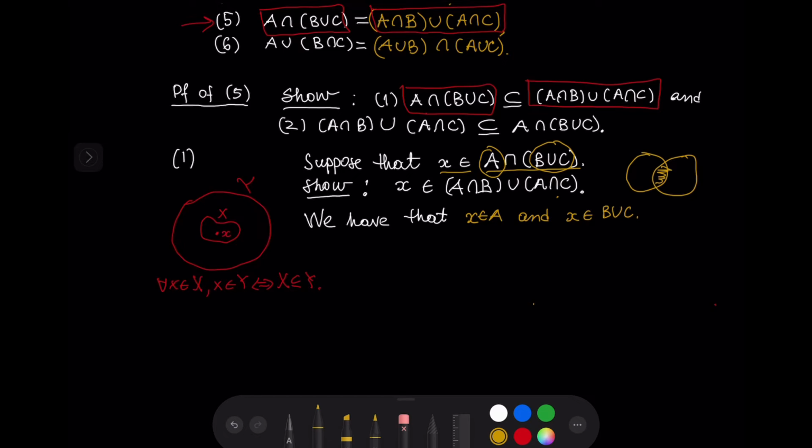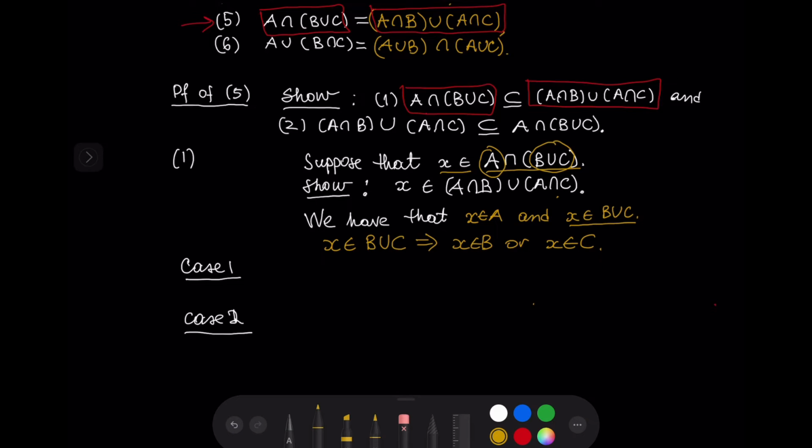So now let us try to understand what it means that x is in B union C. If we have two sets B and C here on the Venn diagram, it means that x is in the union. So x could be in B, x could be in C. x in B union C implies that x is in B or x is in C. So let us consider two cases. Case 1 is when x is in B, and case 2 is when x is in C.